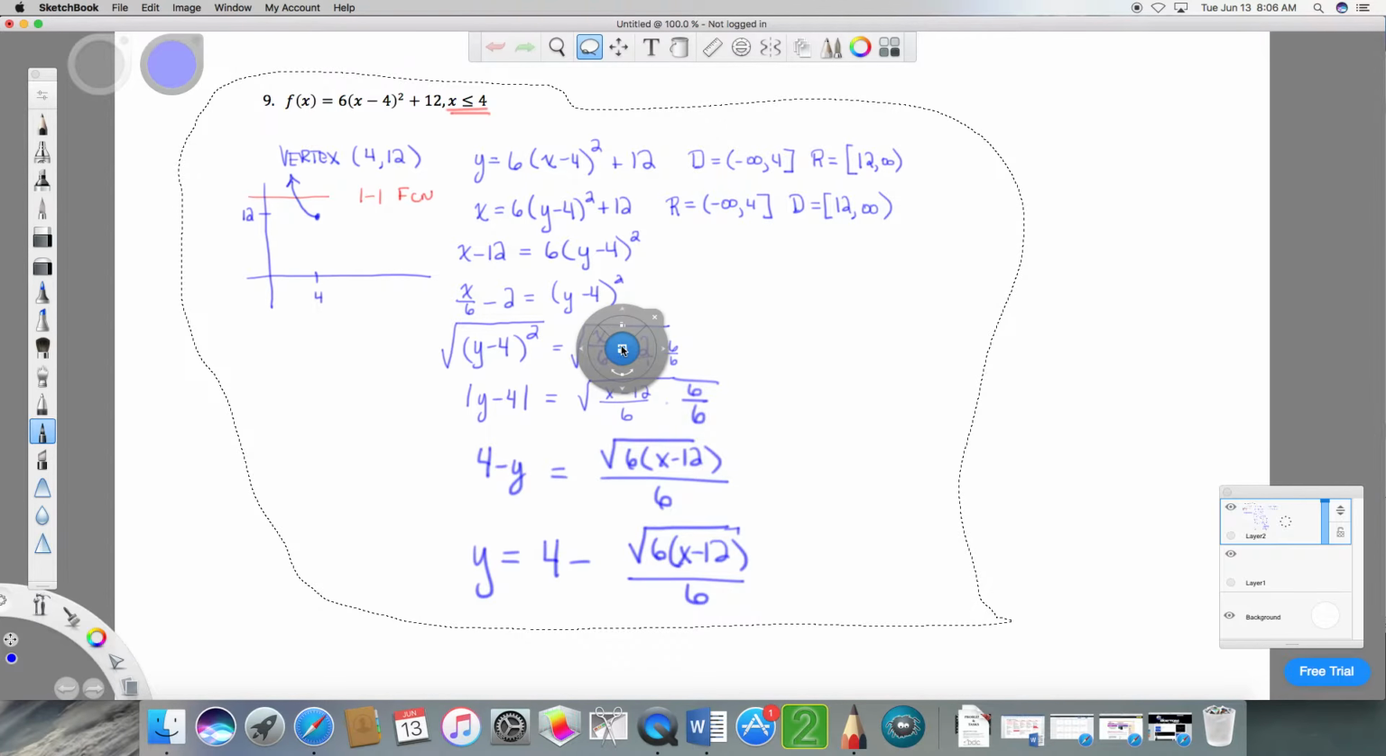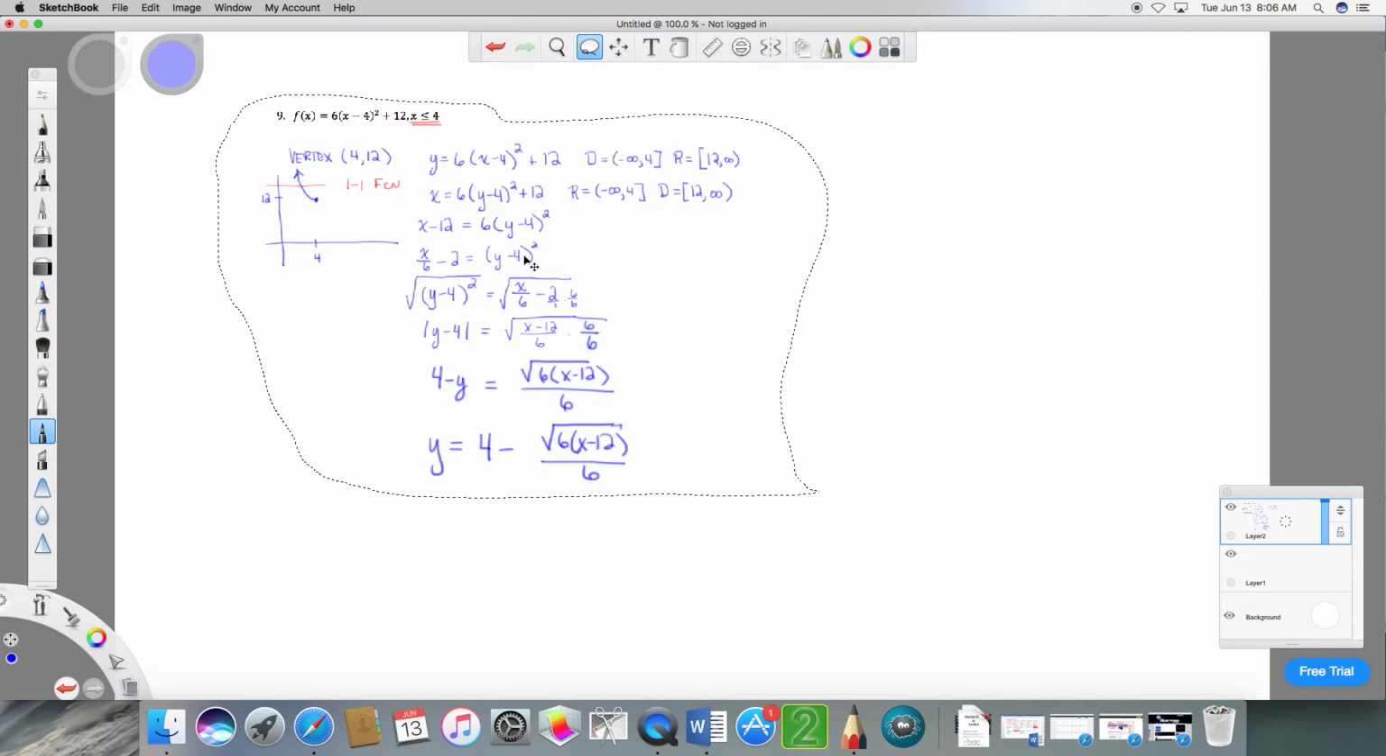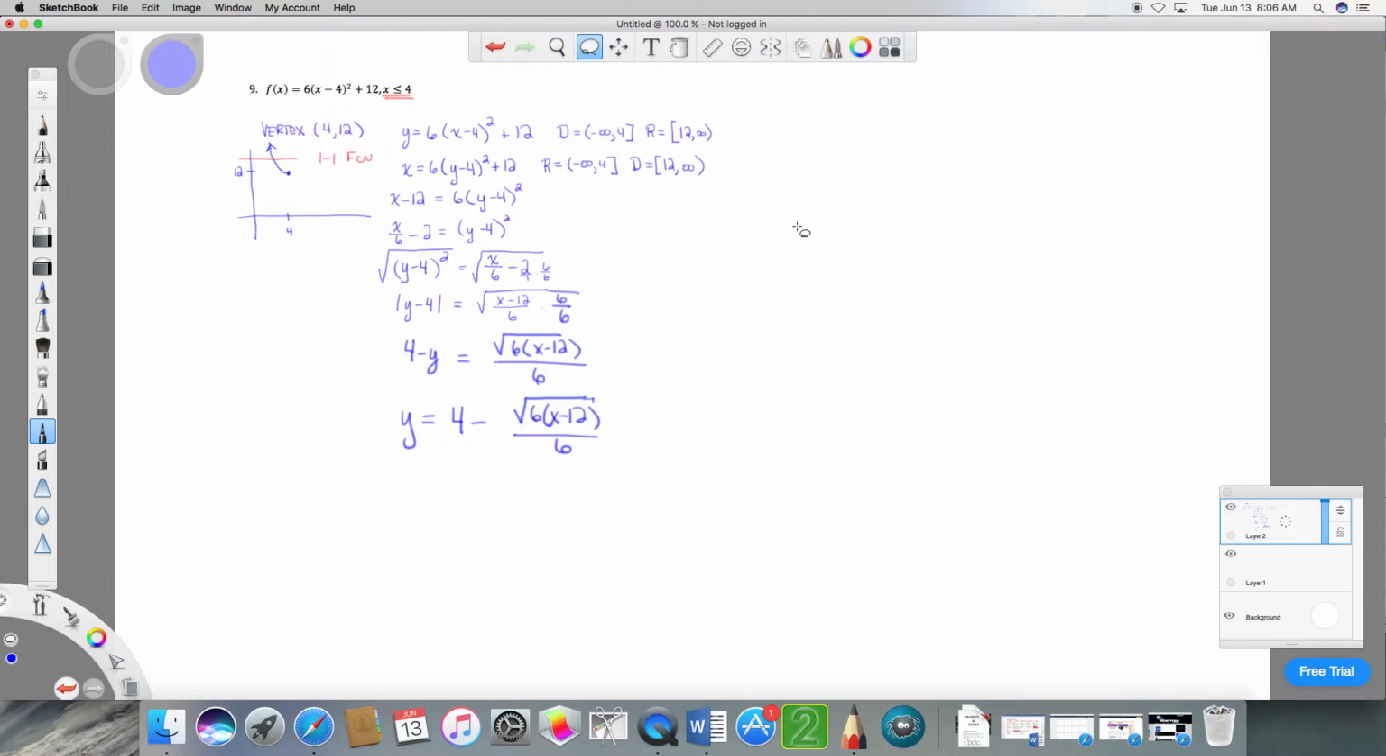Everything is looking pretty good, because remember that we switched the domain and range. We're saying the domain of this is 12 or larger. Well, that makes x minus 12 0 or positive, so I'm not taking the square root of a negative number. And my range here, I know, is from negative infinity to 4.